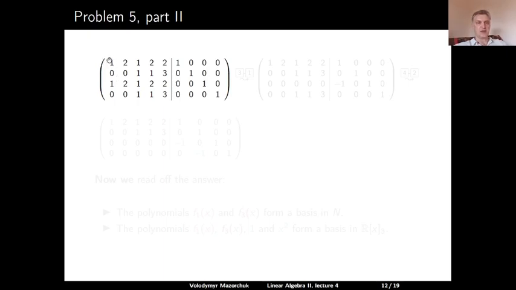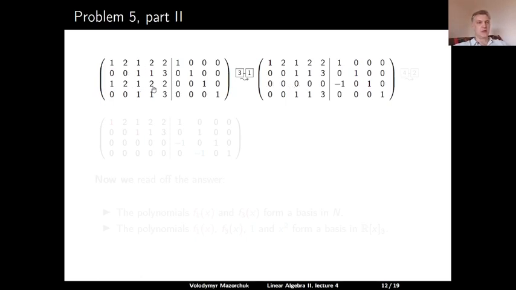So we have 1 in row 1, column 1. So we use it to kill all our elements in this column. And we see we have 1 here in row 3, so we simply subtract row 1 from row 3. Rows 1, 2, and 4 remain the same, and row 3 becomes 1 minus 1 is 0, 2 minus 2 is 0, 1 minus 1 is 0, 2 minus 2 is 0, 2 minus 2 is 0, 0 minus 1 is minus 1, 0 minus 0 is 0, 1 minus 0 is 1, 0 minus 0 is 0.